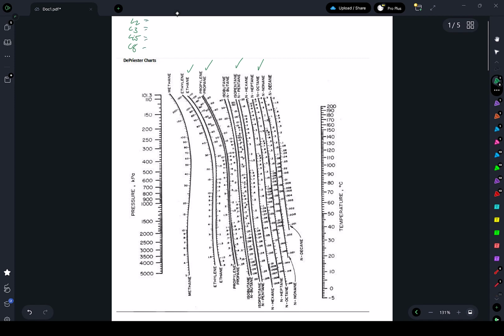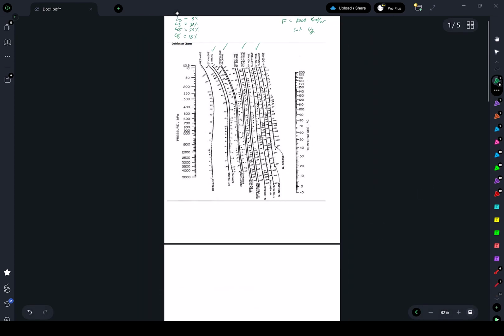Let's also assume that we have a feed that's equal to 1,000 kilomoles per hour. We'll also assume that it is a saturated liquid. And let's give this some composition. So let's say this is 8%, 30%, 50%, and that leaves the rest of 12%. Okay, so let's do this problem now.